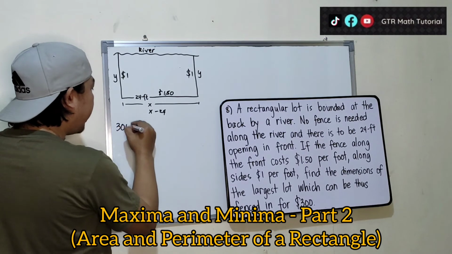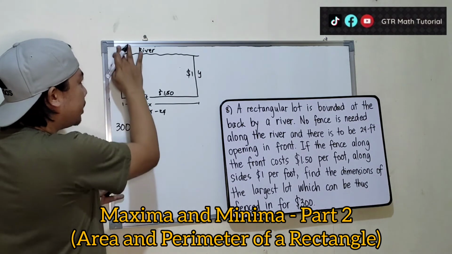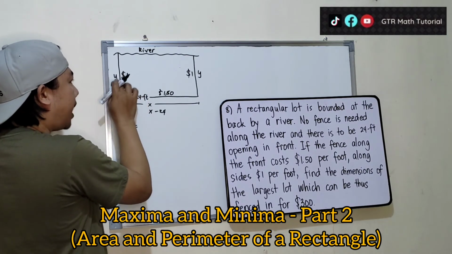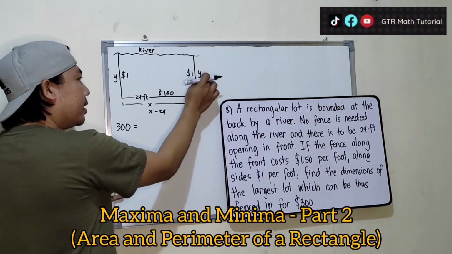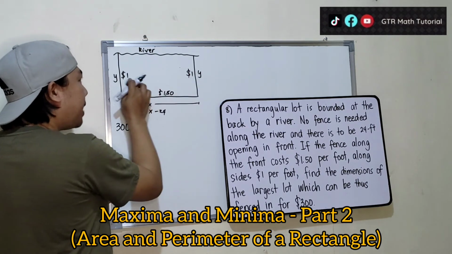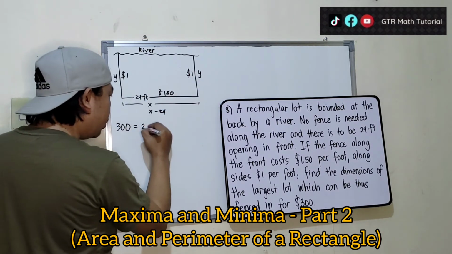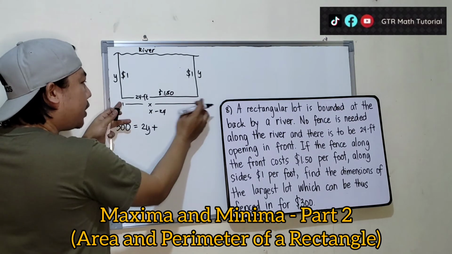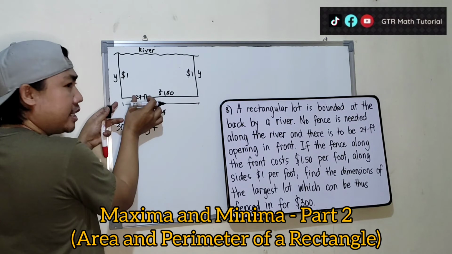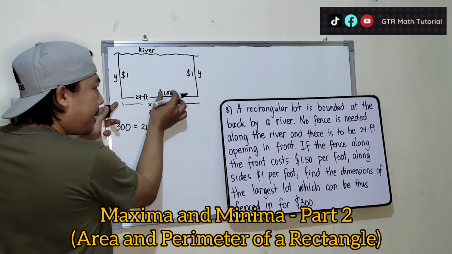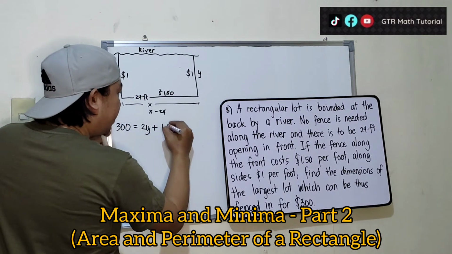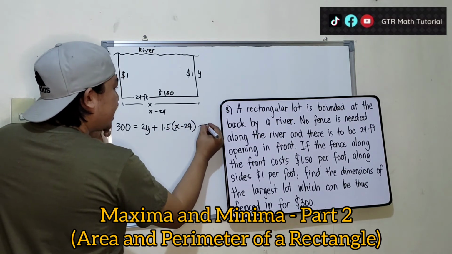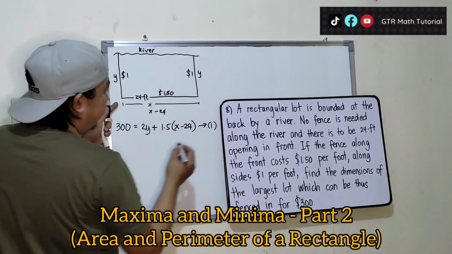So therefore, we have 300 equals, so multiply the side, so we have $1 times y plus another $1 times y. So 1y plus 1y, so therefore that is equal to 2y. Plus, we're going to multiply the length which is x minus 24 because there is a 24 feet opening. Multiply that by the cost which is 1.5. So 1.5 times x minus 24. So this is our equation number 1.